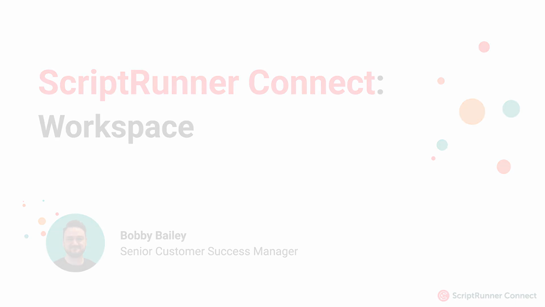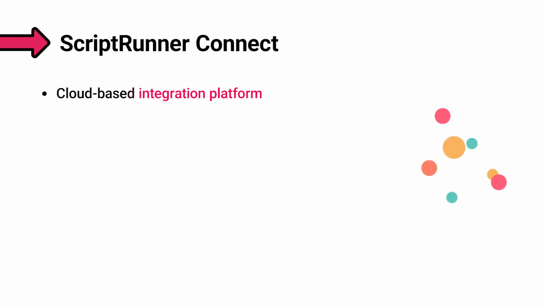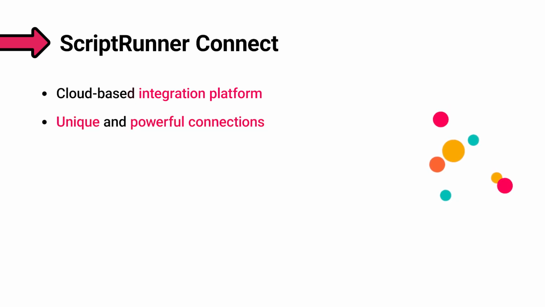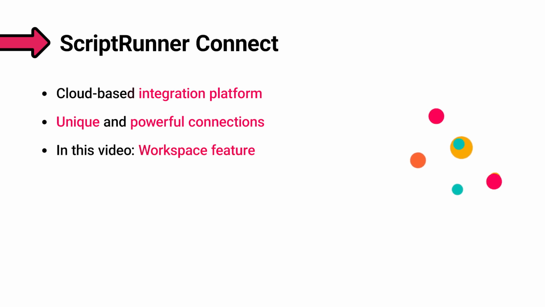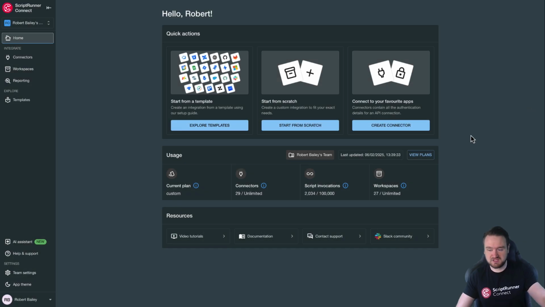ScriptRunner Connect is our cloud-based integration platform that gives you the ability to write code to create unique and powerful integrations and connections between the tools in your software ecosystem. In ScriptRunner Connect, we have a number of features such as managed connections and managed API, but the one we're going to be focusing on particularly in this video is the Workspace feature, which is where you actually go and develop your solutions. So as you can see, I'm logged into ScriptRunner Connect here.